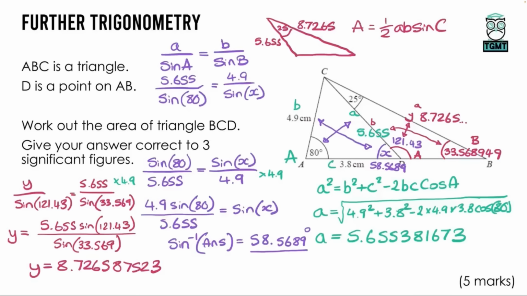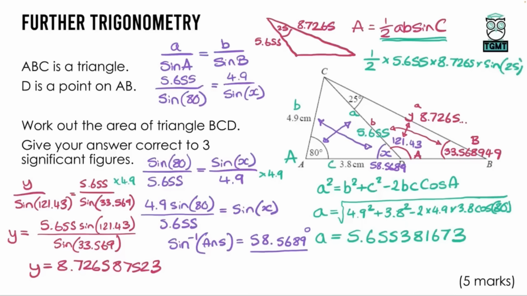So I can now use half AB sine C. I can use my area of a triangle formula. This is going to finish the question, thankfully. There's a lot of working out up to this point. So I just need to type into my calculator 1/2 times A. It doesn't matter what order we put A and B in. So we've got 5.655 times 8.7265 times sine of 25, the angle that we're using there.